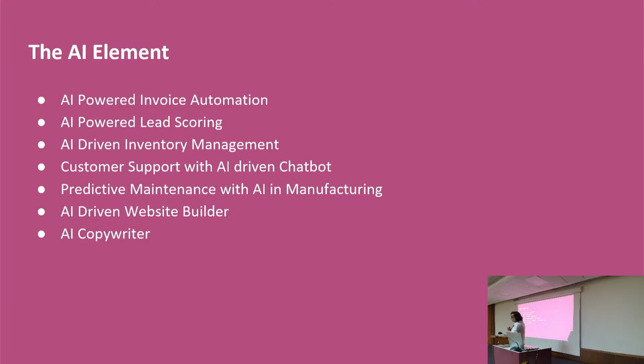AI-driven website: nowadays everyone knows that with Odoo you can create a website in a couple of seconds, right? AI copywriter is with the help of ChatGPT. It is giving you a lot of facilities, right? So these are a few of the AI elements. In fact, in the new version which is going to be released next month, there are some more new features coming with AI elements.